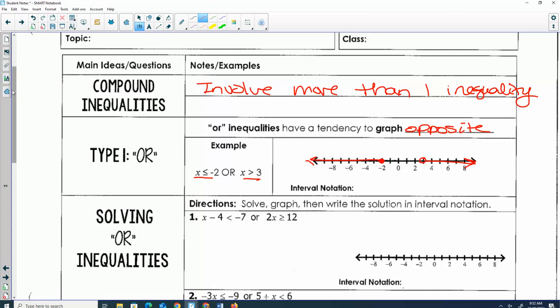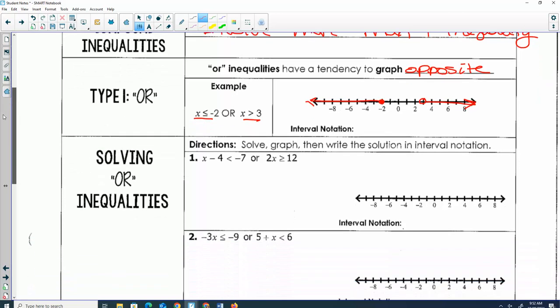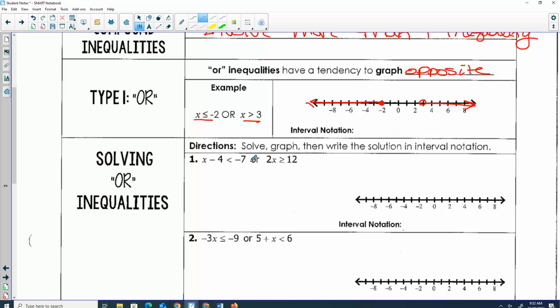So when we solve them, most of the time we have two totally separate problems that we're solving. So we solve each individually, and then we graph them together on the number line. So if I said our problem was x minus 4 is less than -7, or 2x is greater than or equal to 12, so we have two separate problems we're solving. So the first one, we add our 4 over. So x is less than -3.